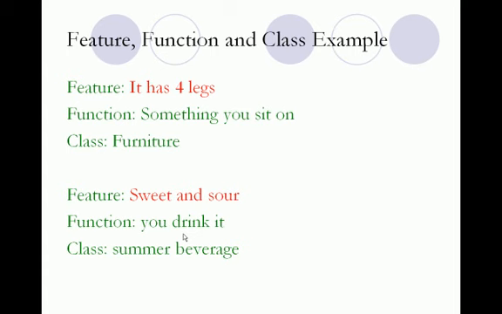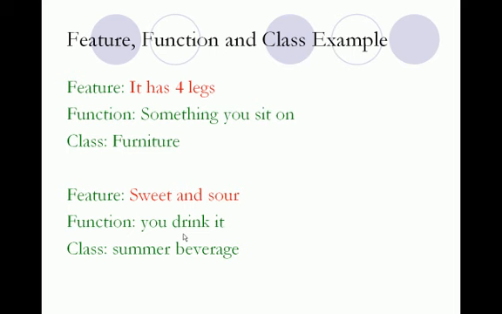And so when we're training a learner up to know feature, function, and class, we spend some time teaching them to show you something that has 4 legs, show you something that you sit on, show you the one that's furniture. You'd probably teach each one of these up differently. Then you might have several examples of each, and then you teach them in discrimination arrangement.